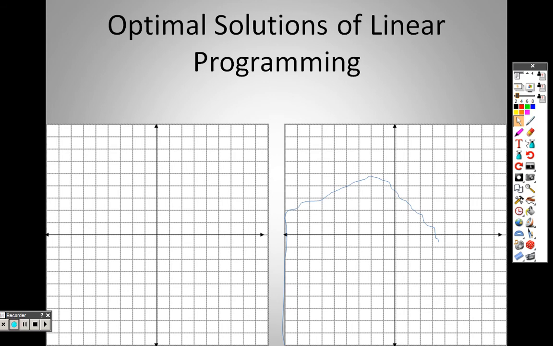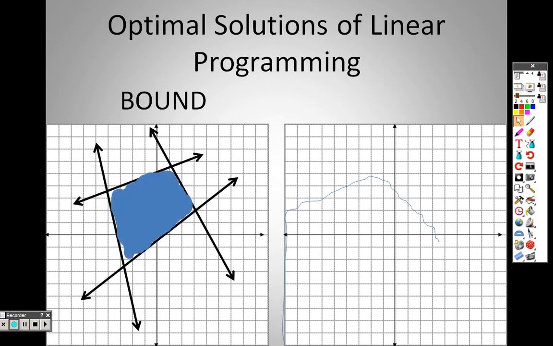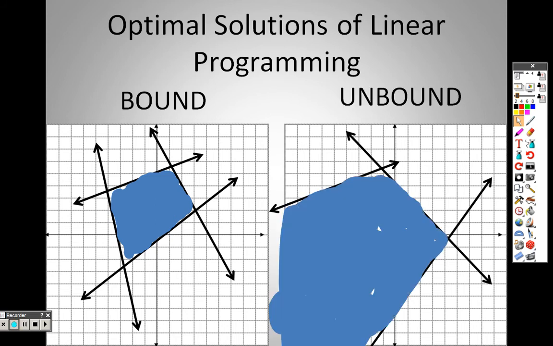So, optimal solutions of linear programming. Bounded means it's closed in. See something like that? It's closed in, so it is bounded. Unbounded is something like this. See how it goes off in the bottom left corner forever, basically? There is no end in sight. It ends up here, but this is bounded the whole way around, and this is not. That's the difference between bounded and unbounded in linear programming.